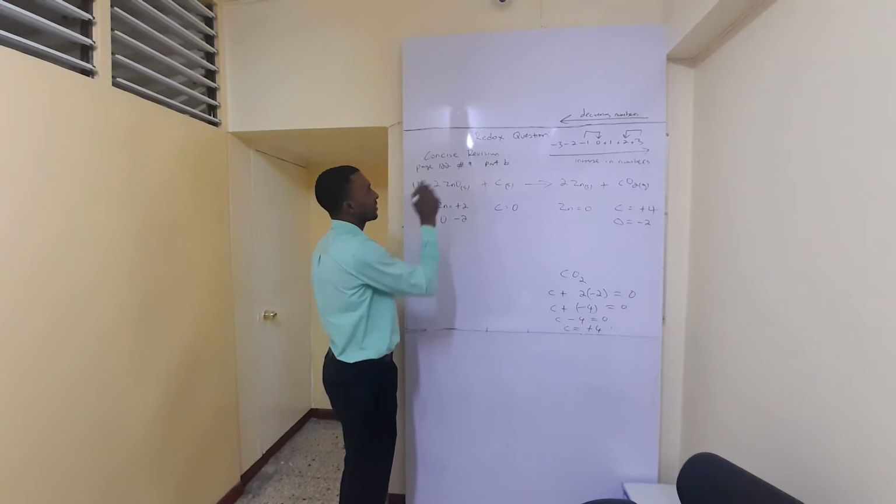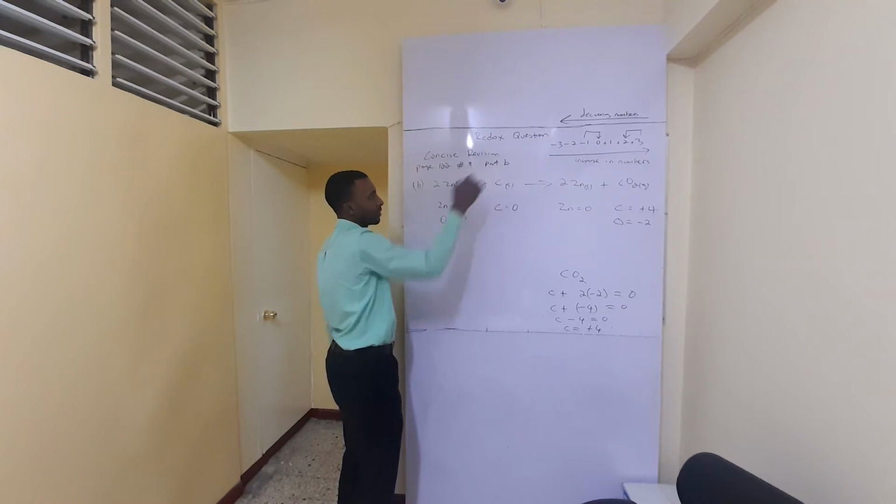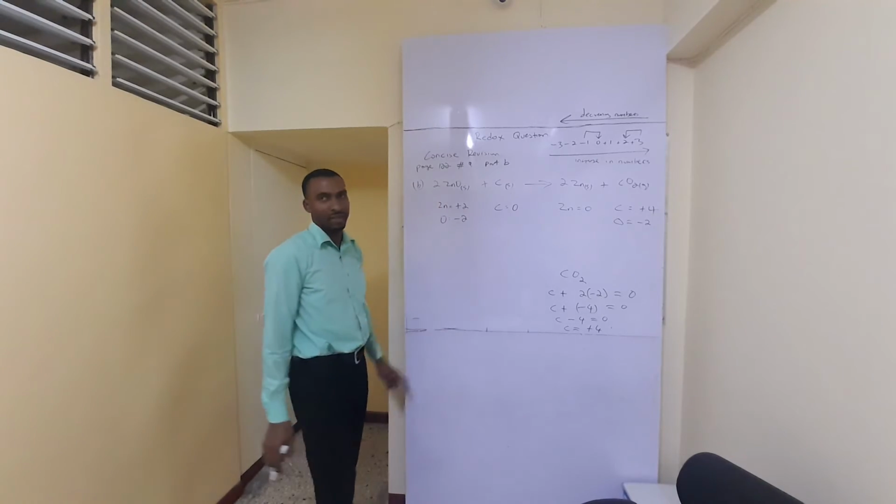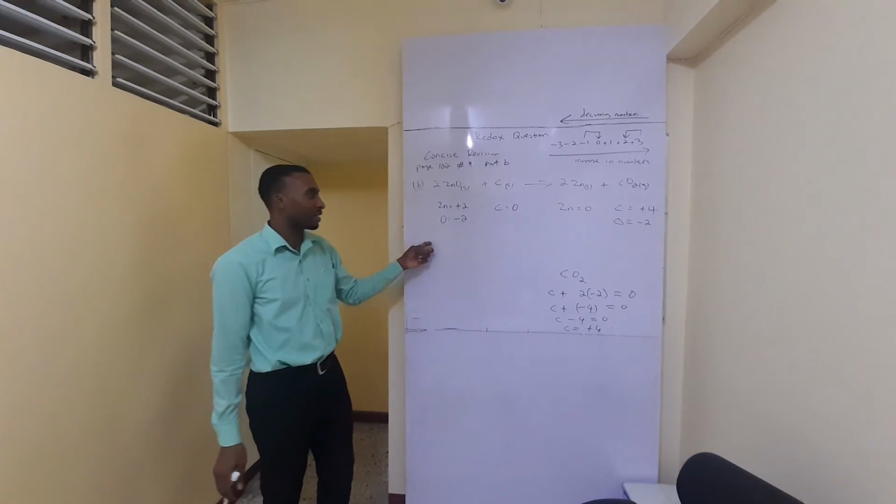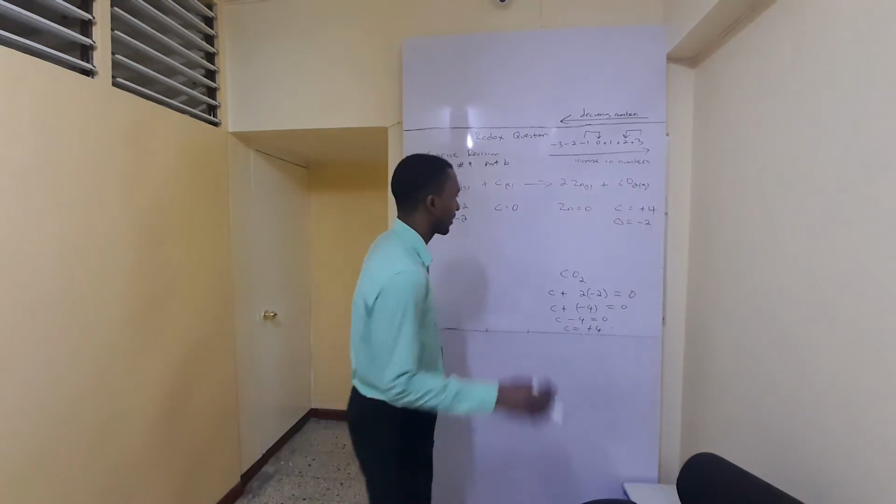No, so the non-metals in this case are oxygen and carbon, right? Because we know that zinc is a metal. So if we talk specifically about non-metals in this case, they're referring to the oxygen and the carbon. Alright?